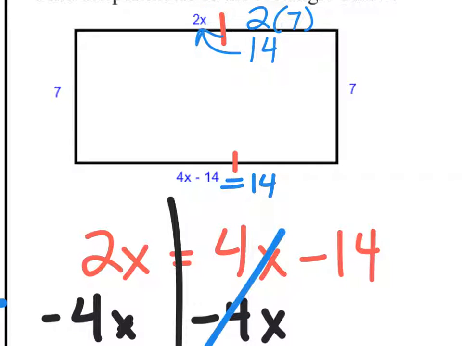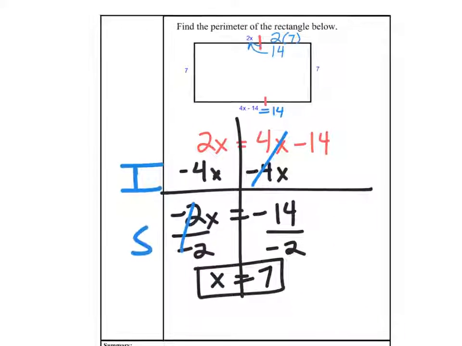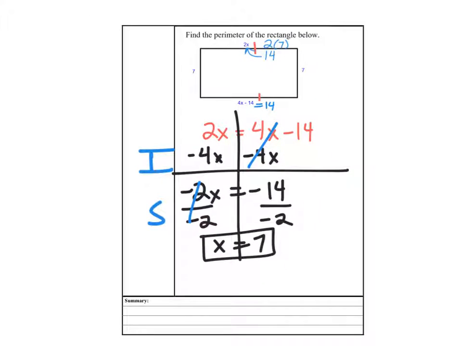To find the perimeter, we add up all the sides. So 14 plus 14 plus 7 plus 7. Oh, 28. Another 14. What would that be? 42. 42.